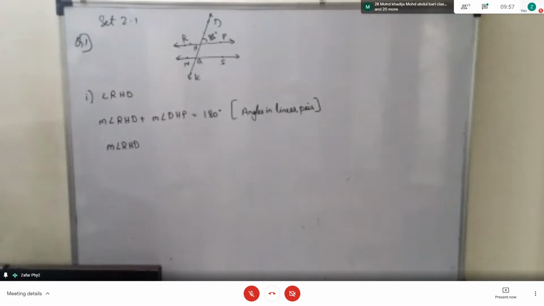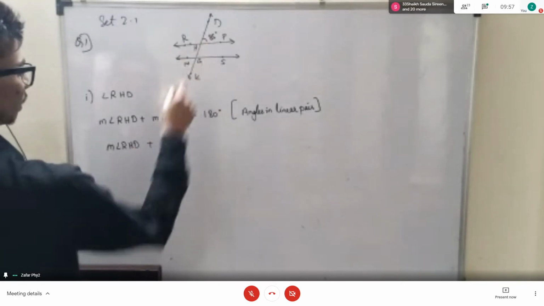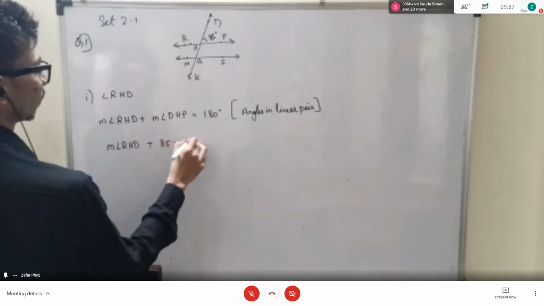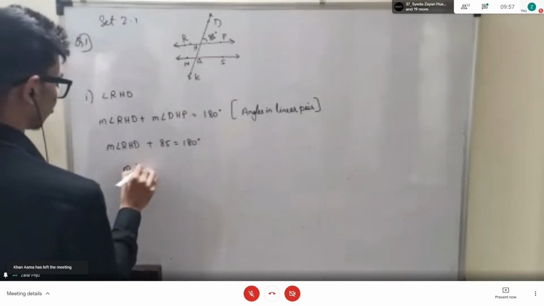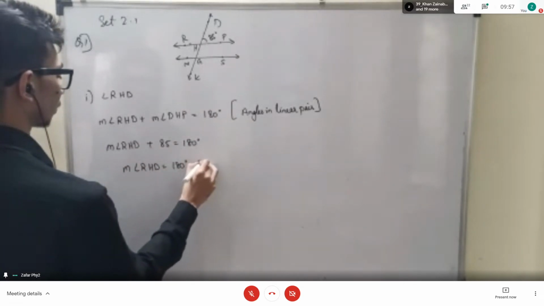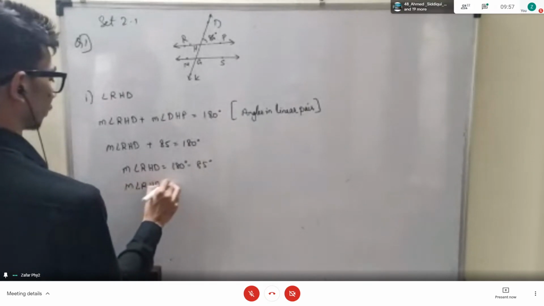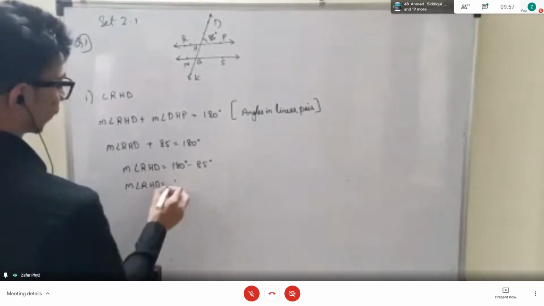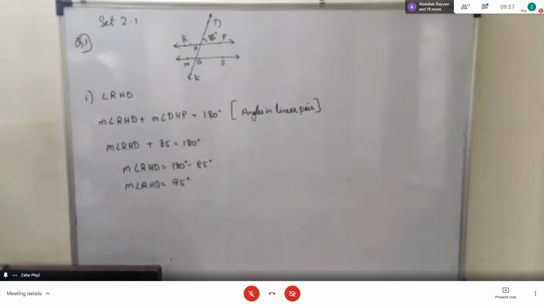So measure of angle RHD plus this is given 85 is equal to 180 degree. Solve. It is coming 95 degree. Okay, 95 degree.